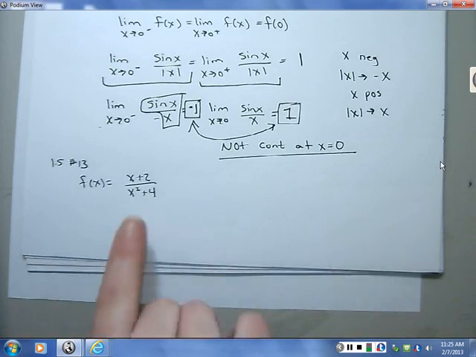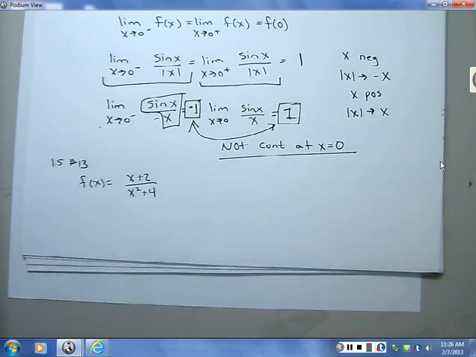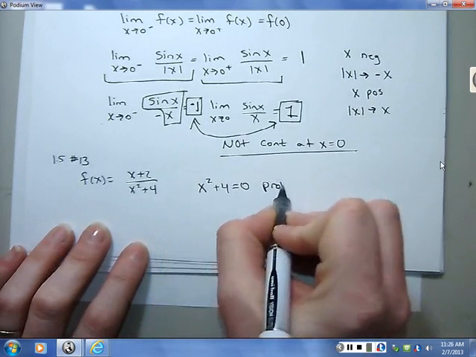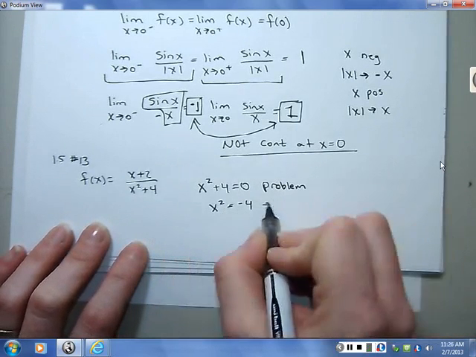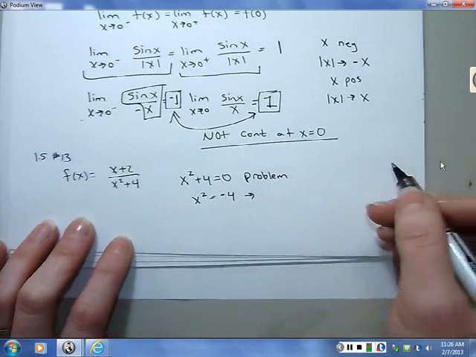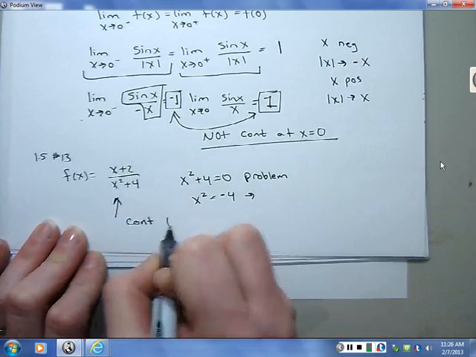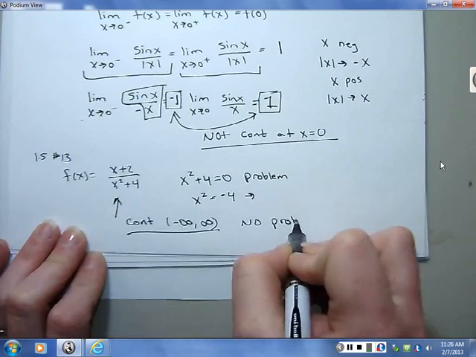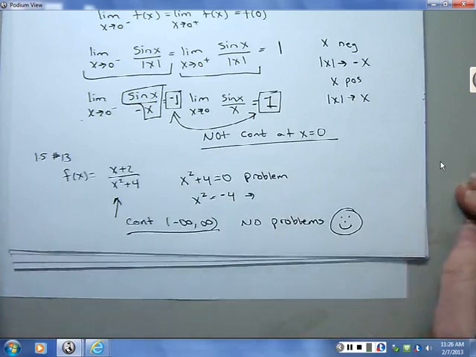So, do I have any problems here? I do? No, sorry. Theoretically, we'd say, okay, maybe the denominator could be 0. So, if x squared plus 4 equals 0, I have a problem. Right? But that would mean x squared would have to be negative 4, which there's no real numbers that make that, right? So this is continuous from minus infinity to infinity. Basically, there's no problems. So we're happy. Question?